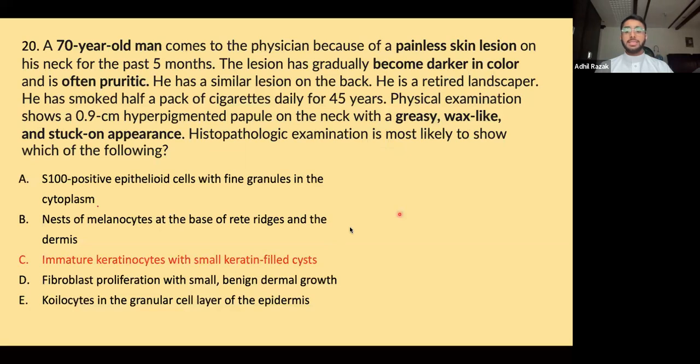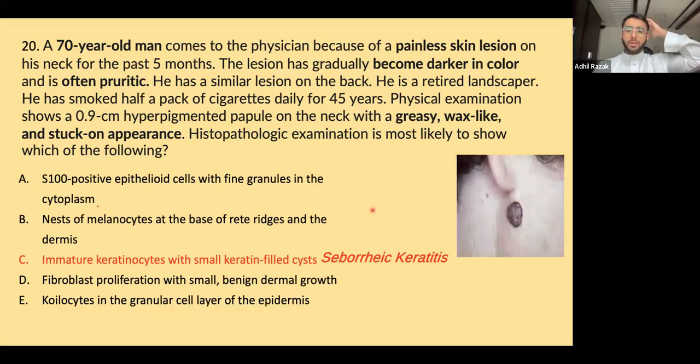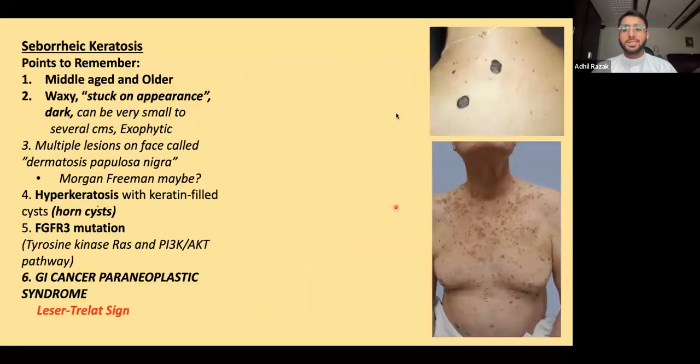And yes, the answer is C. It is seborrheic keratosis. What gives it away? It is the stuck-on appearance. It is greasy, wax-like. It becomes darker. It is pruritic. It's a very old man. It's painless, and he has a similar lesion on his back. And this is an image. It looks like a little bug stuck on it. So that's pretty hands-on for seborrheic keratosis. Let's discuss it a little bit more.